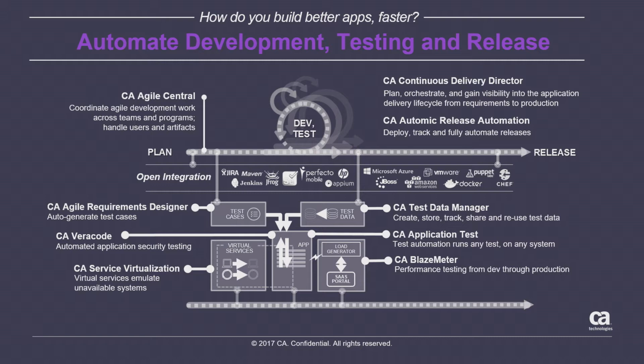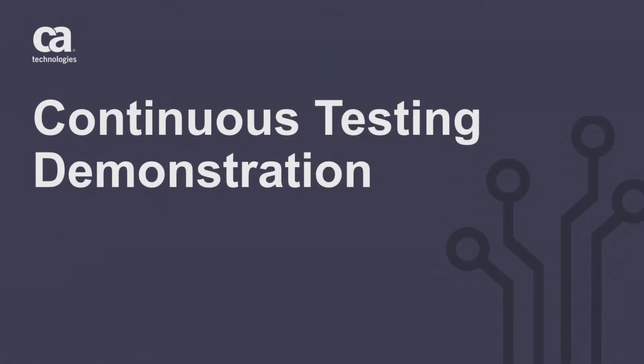So we're going to use CA Test Data Manager to generate our test data. We're going to use our CA Service Virtualization to replace a service that isn't available for our testing, but we're going to make it available as a virtual service. We'll use CA Veracode to scan the code to make sure that we're actually compliant with our security needs. And then run a batch of testing, and those tests will be performance, API, and UI testing. So let's start with a demonstration.